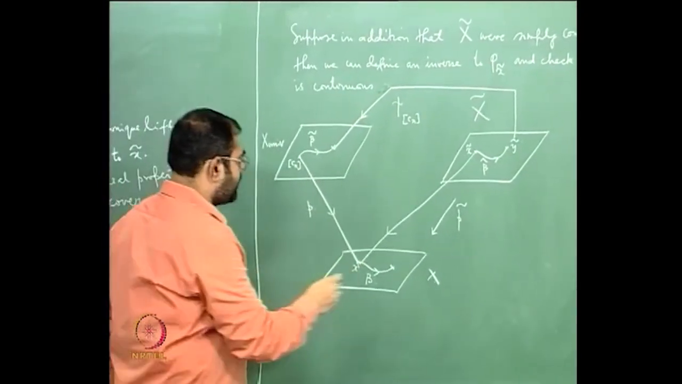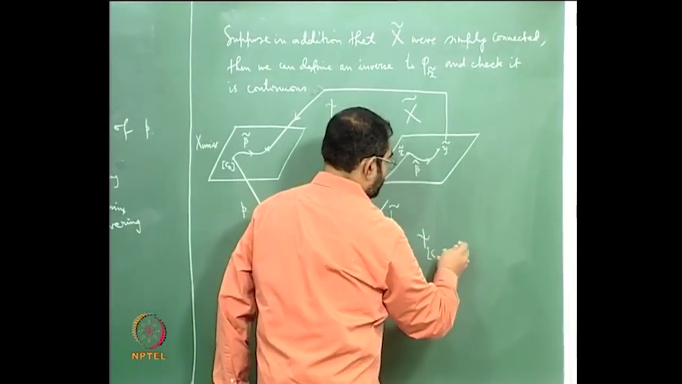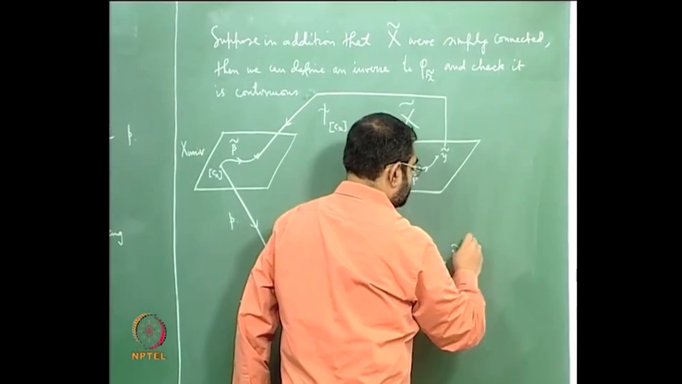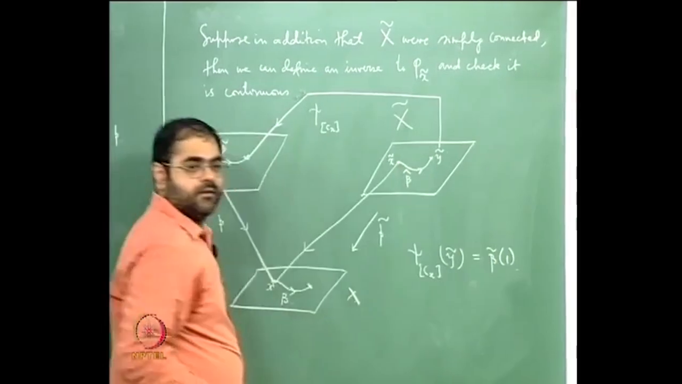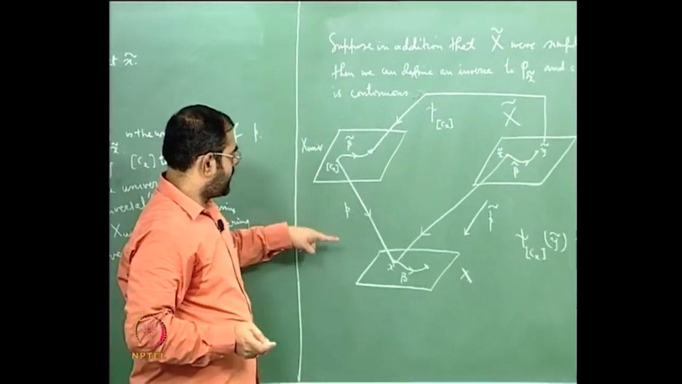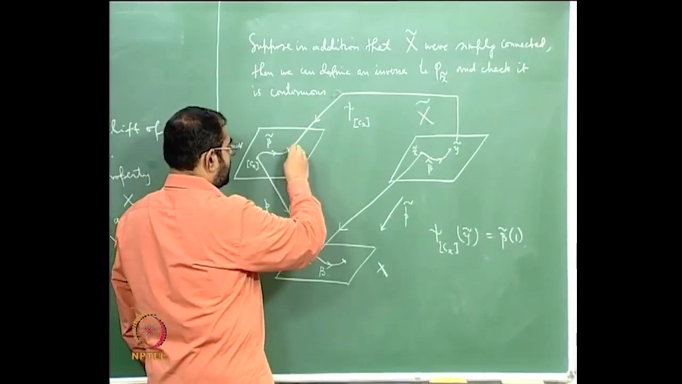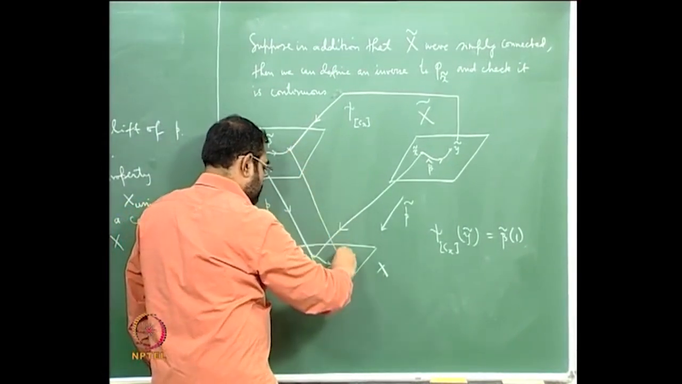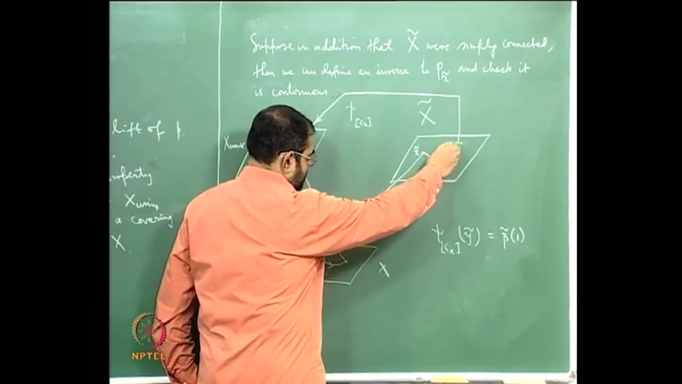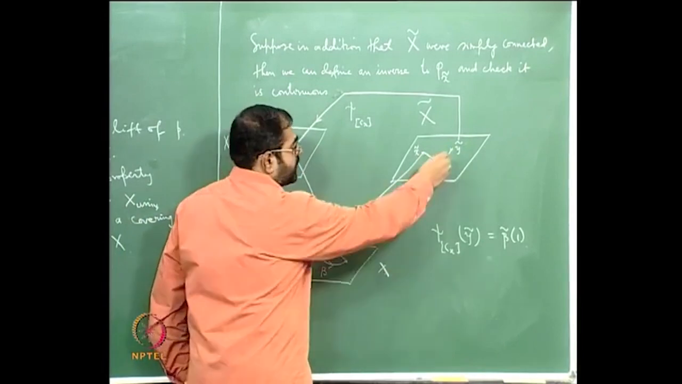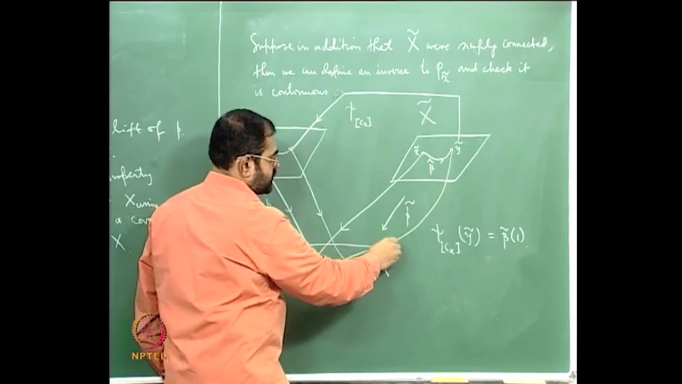Okay, so psi sub cx is going to send y tilde to beta tilde of 1. And you see this point, which is beta tilde of 1, lies over beta of 1. Of course y also lies over beta of 1. So this is also true, y also lies over beta of 1.